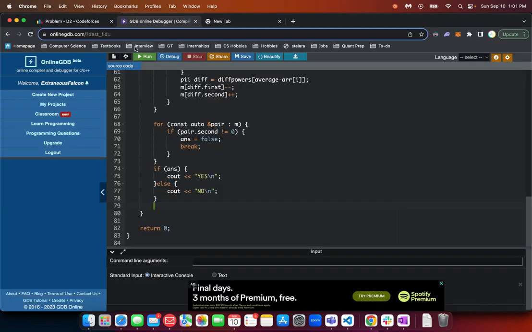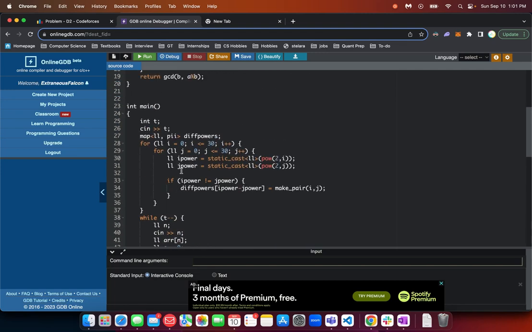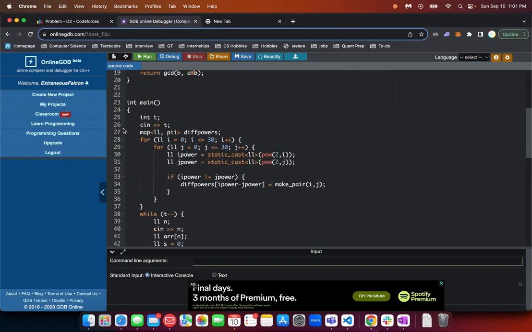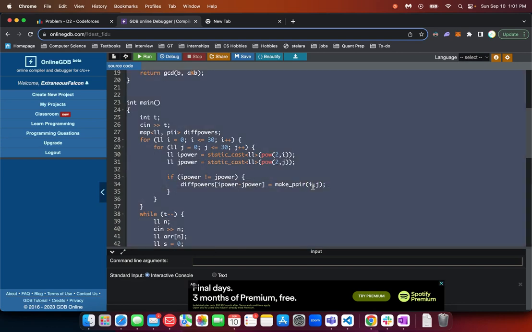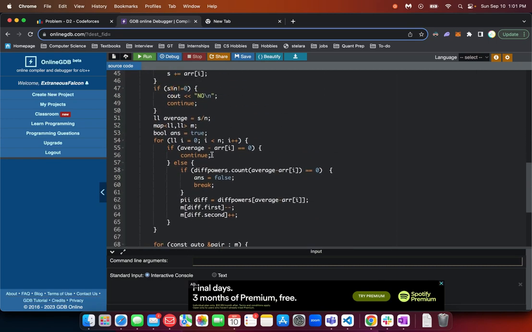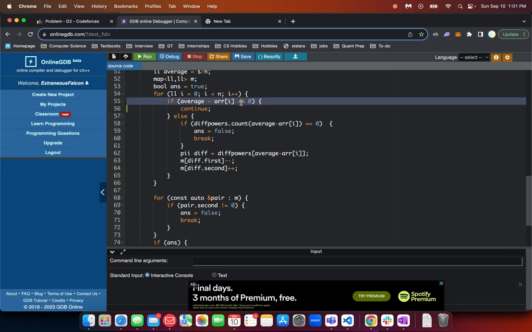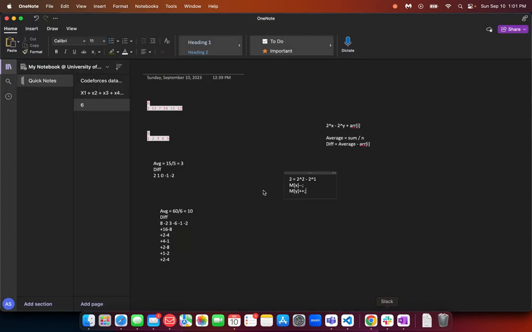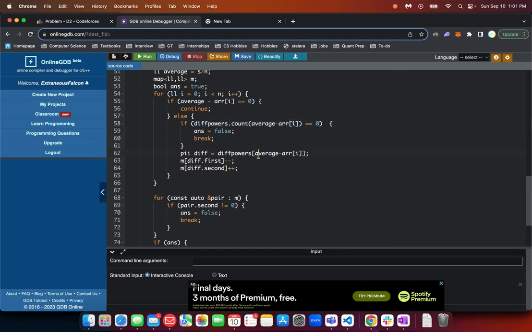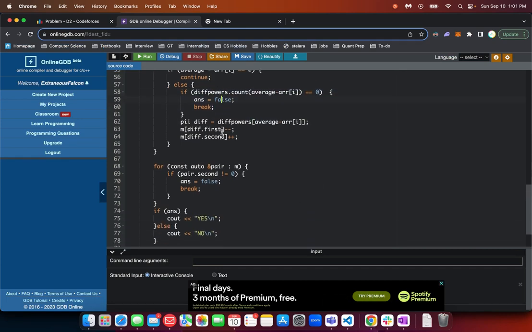So let me go back to my code so we can look through all the steps I just talked about. This is the step where we're computing all differences of powers of 2 and storing them so that we can get which powers they are. First we get the average, and then we loop through. If it's 0, we don't care. Otherwise, if diff powers doesn't contain it, remember I said for 5 you don't have any answer. There are a lot of numbers you don't have any answer for, so you can just return false.